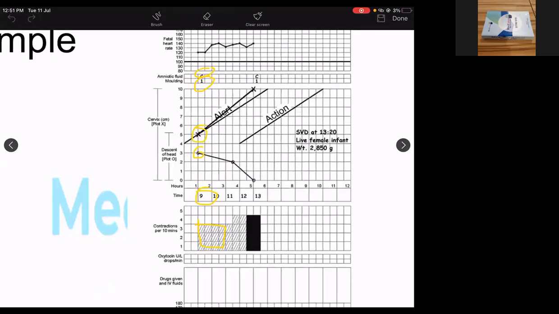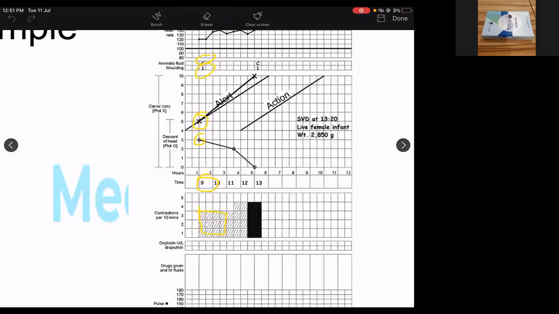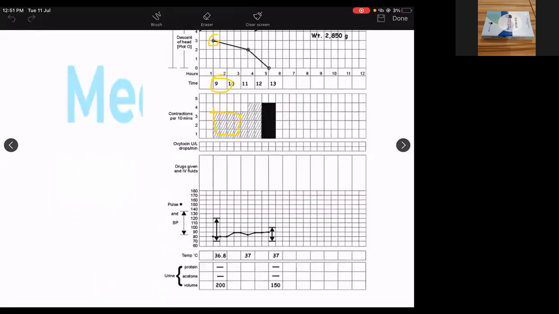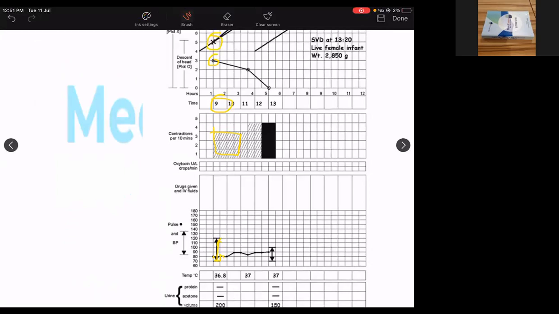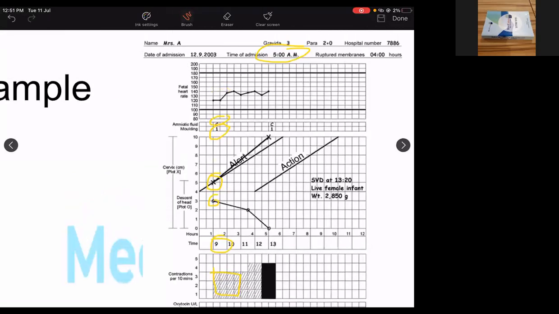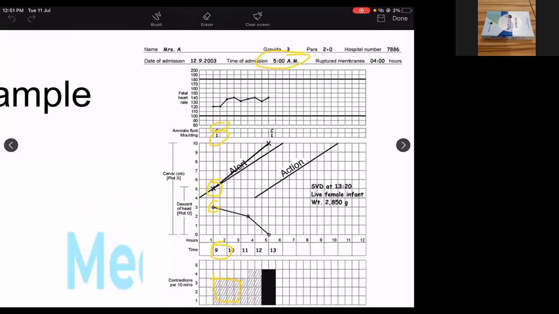Her vital signs, she was having a BP of 120 by 70 and a pulse rate of 80 beats per minute. These are the pulse rates, and this is the BP. Then she had a temperature of 36.8. Urine volume was 200 mils, and protein and acetone were not detected. So that is her examination findings at admission.